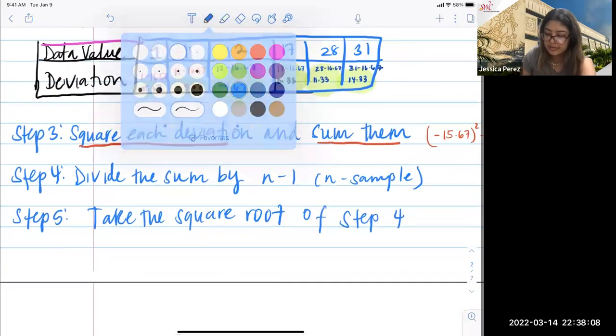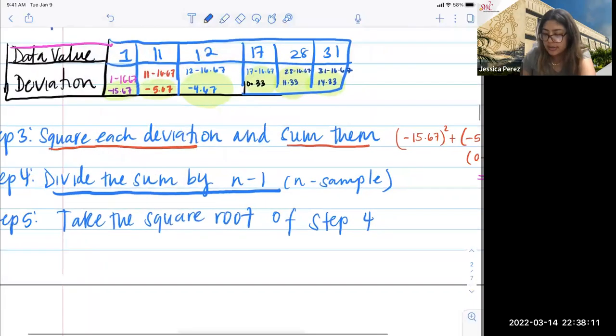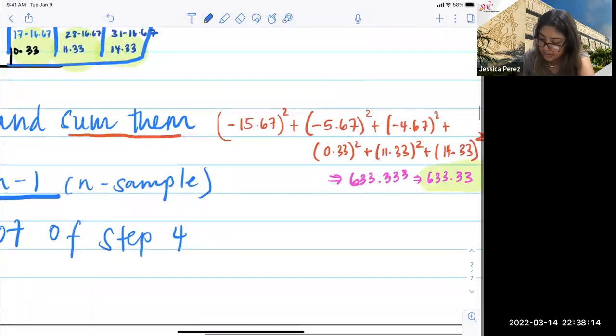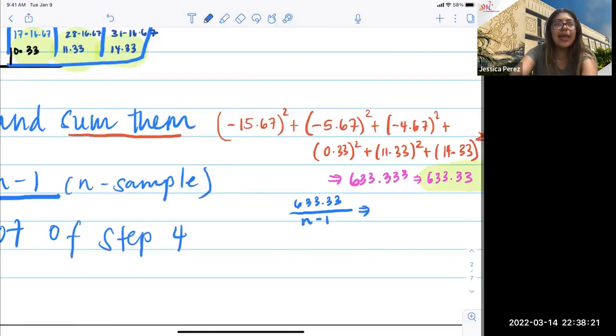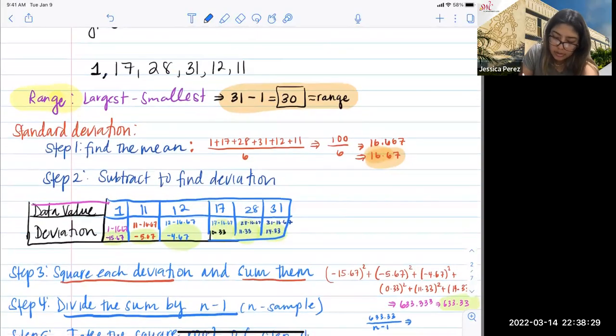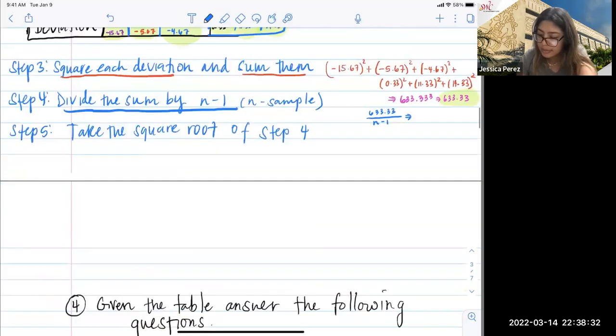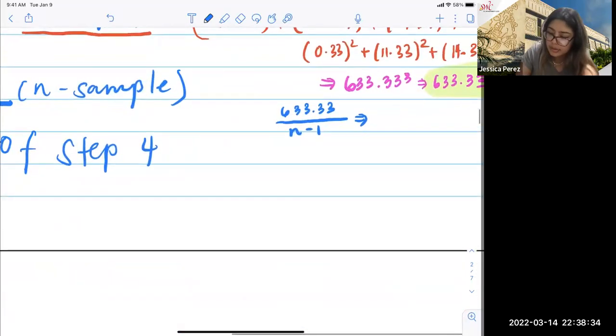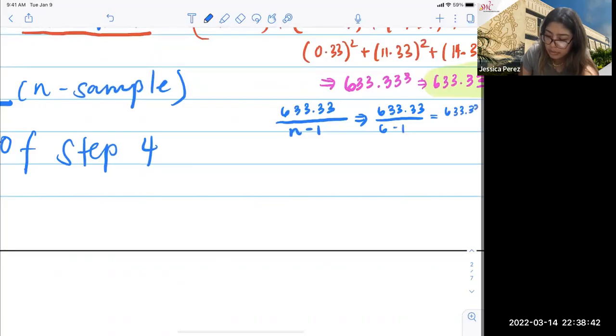Now I have to divide the sum by n minus 1. So I'm going to take the 633.33 divided by n minus 1. Well, what is n minus 1? N is the number in your sample. So you have how many samples? You have 1, 2, 3, 4, 5, 6. So n minus 1 would be 5. So then 633.33 divided by 6 minus 1, 633.33 divided by 5. It's going to give us a number.